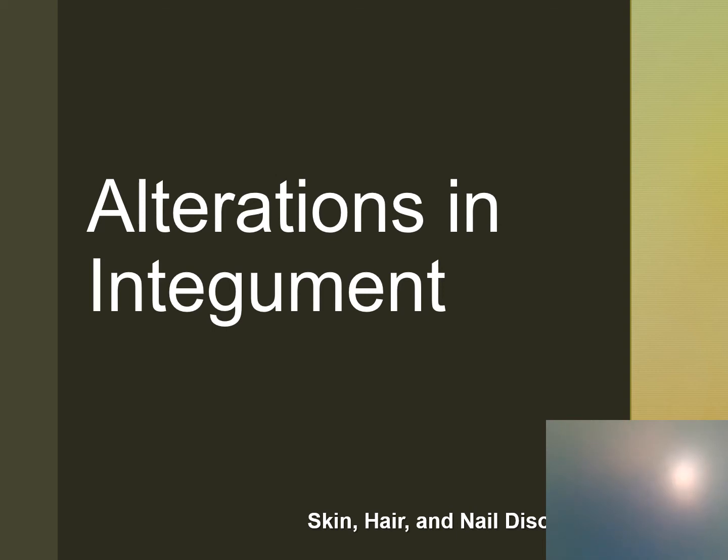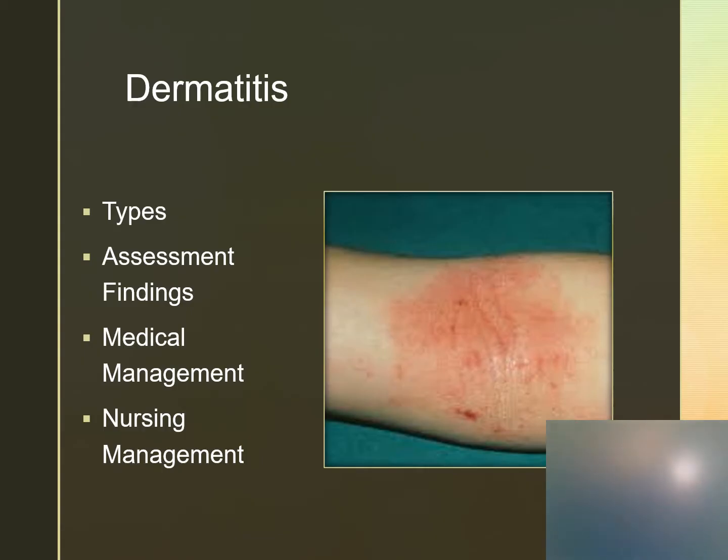Alterations in integument, skin, hair, and nail disorders. Dermatitis is an inflammation of the skin. There's two types that include allergic contact dermatitis in clients that are sensitive to one or more substances, and primary irritant dermatitis that occurs from a chemical exposure.